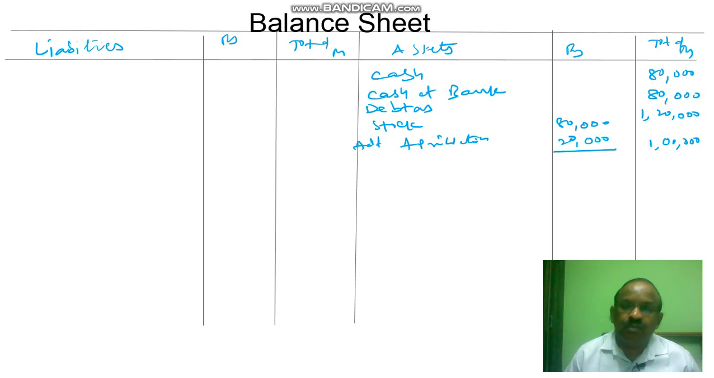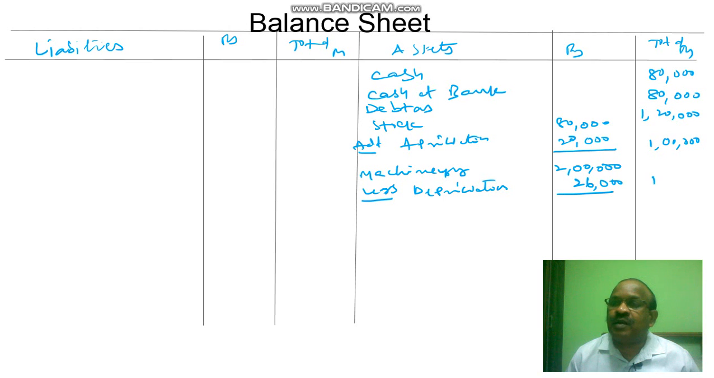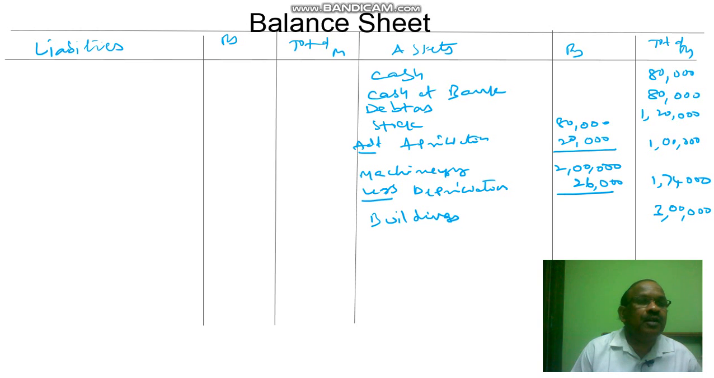Next is machinery, 2 lakhs less. Here the depreciation on the machinery is there, that is 26,000. One lakh 74,000. Next one is buildings. Here the buildings is 3 lakhs. So now we are going to the liability side.